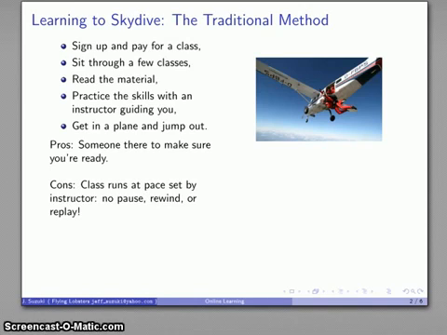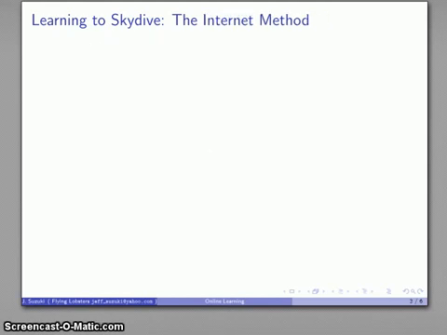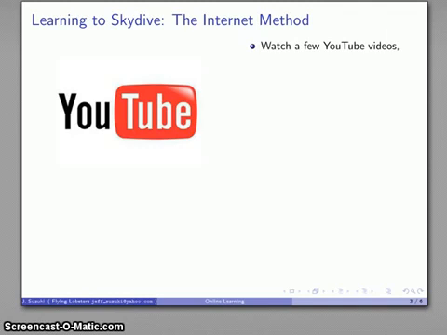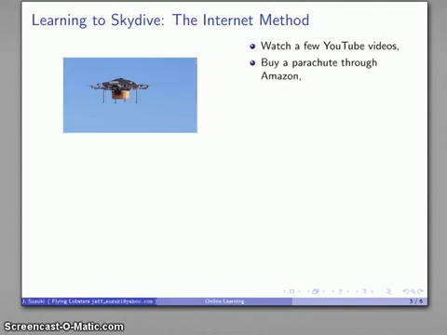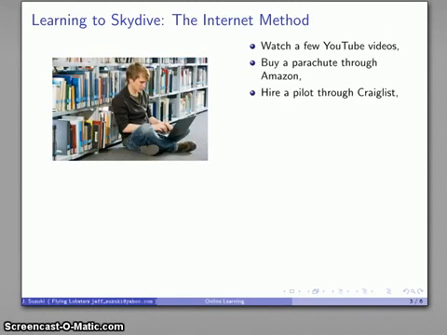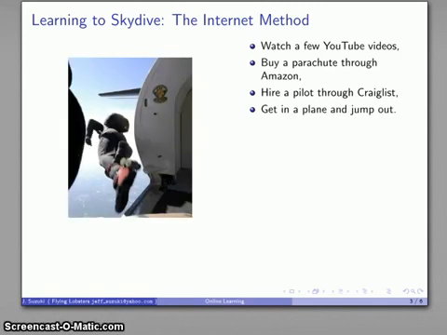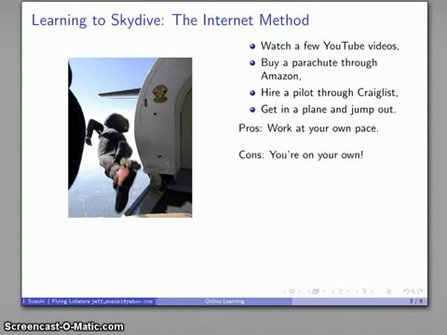Well, the internet's come along and made some possibilities for education. So we could learn to skydive on the internet. We can watch a few YouTube videos. We can buy a parachute through Amazon. Then go on Craigslist and hire a pilot and a plane and have them take us up and get in the plane and jump out. And the nice thing about this is that because we're watching the YouTube videos, we can watch those whenever we have a couple of minutes, and so we can work the class at our own pace. On the other hand, there's nobody there who's helping us along the way, and at some point we have to step out of the plane.